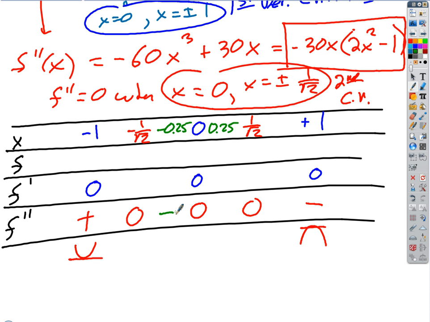What about over here? It's going to be positive, isn't it? The only thing that changes is that part. So now, what does that tell us? The sign changes on either side, so that is a point of inflection. Yes, that's correct.